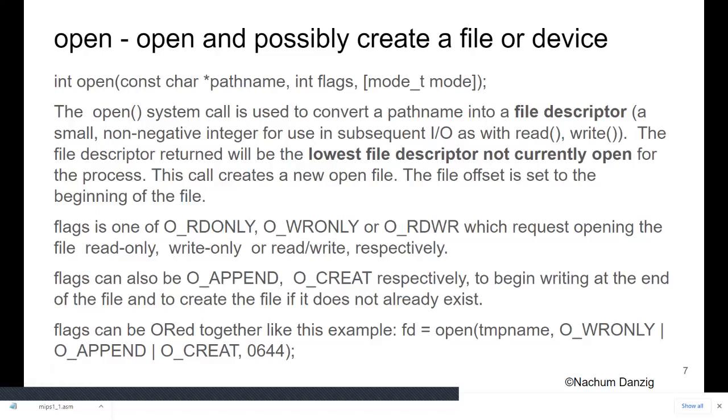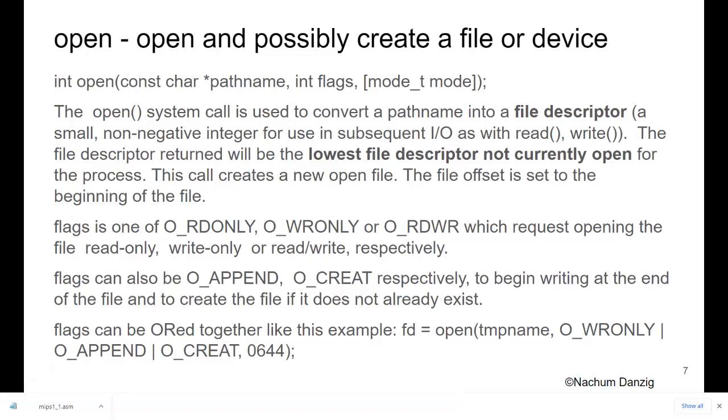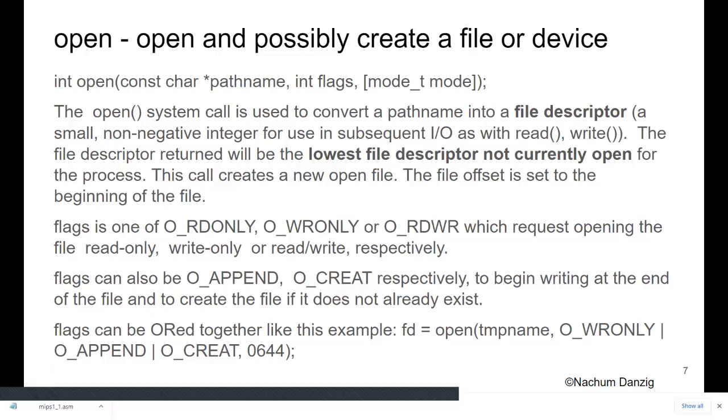It's in brackets, that means it's optional. And the mode is, fine, I opened the file, but when I finish and I close the file, what permissions will it have? So that's the permissions here. 644, read, write, and read.